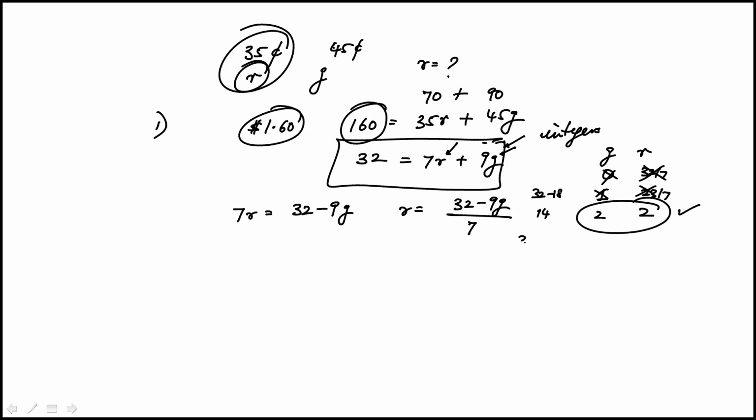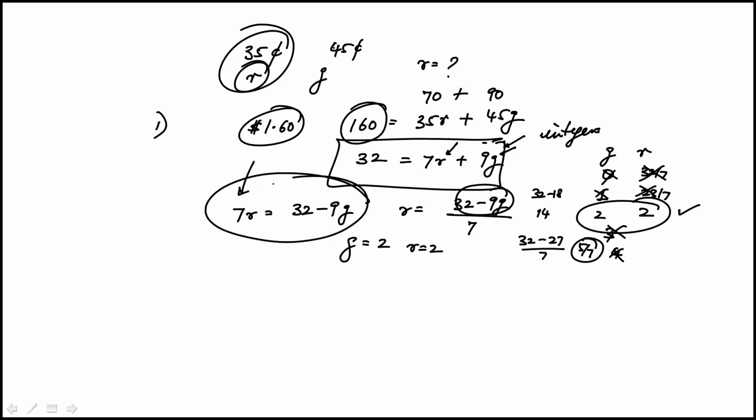If you go to 3, 32 minus 27 over 7 is 5/7, which is less than 1. It's not a whole number. So 3 also fails, and if you do 4, then it becomes negative. So there's only one solution, which is G is 2, R is 2. And that's because G and R are constrained to be integers. These questions can be written in a way that there is more than one solution, so it really depends on the context. In this case, we have a unique solution.